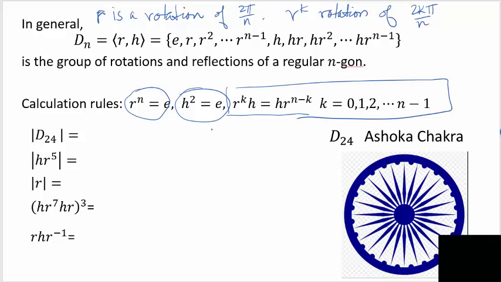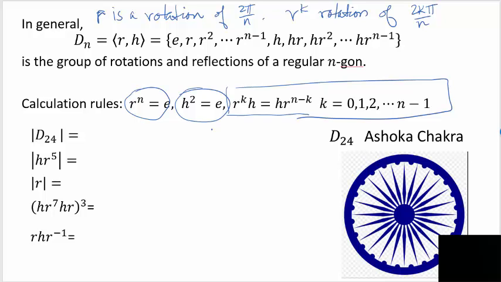R to the k, H. If you want to put the H on the left, it's HR to the n minus k. Notice the sum of the exponents on R add up to n. So this little formula is true for k equals 0, 1, 2, up to n minus 1. And these are exactly the rules we had in D3 and D4.